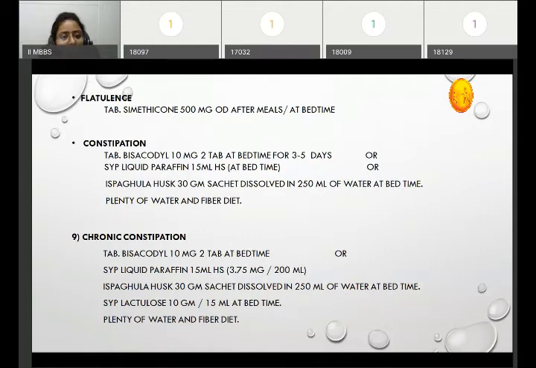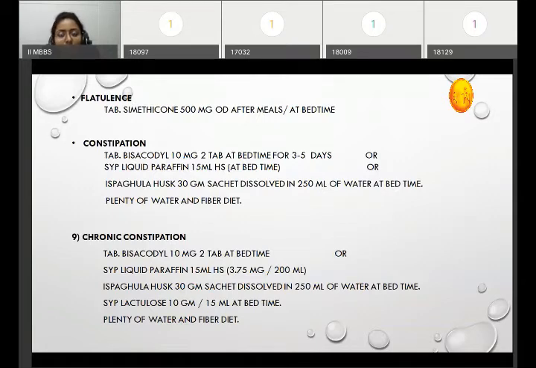Then the other drug which you can add here is liquid paraffin. Liquid paraffin acts as a stool softener only. Okay. How does it act? It acts through its lubricant property. So it is given 15 ml HS, that is, at bedtime only. Or you can give isafgula. What is isafgula? It is a bulk forming agent.